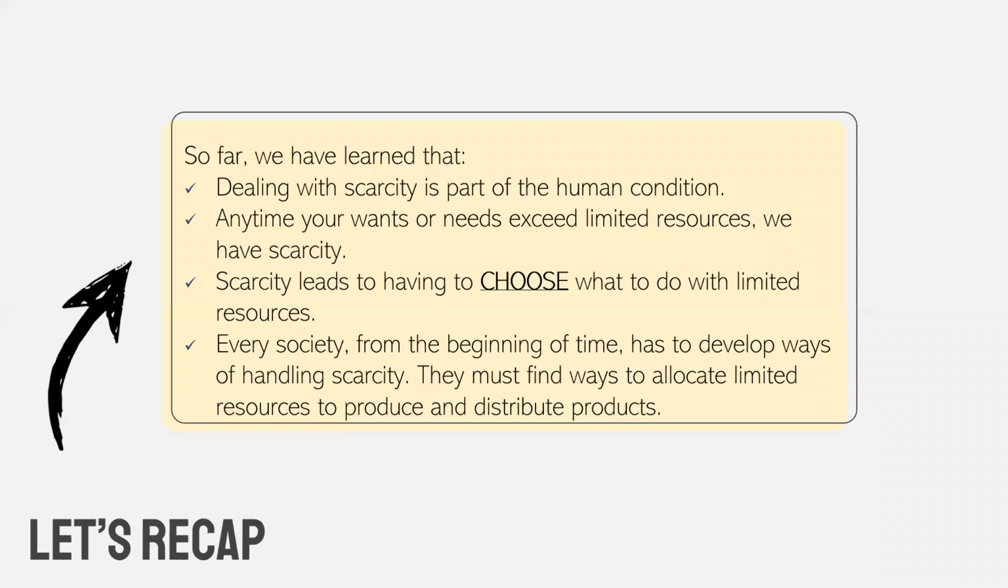Now, let's do a wrap up of everything we have seen so far, because everything has a connecting line. We are all moving towards a goal, and we have taken many steps towards that goal. So far, we have learned, remember, from the very first class in the first term, point number one: dealing with scarcity is part of the human condition. We also saw that a few weeks ago. Remember, your wants and needs are unlimited. Those unlimited wants and needs exceed your limited resources, so we have scarcity.